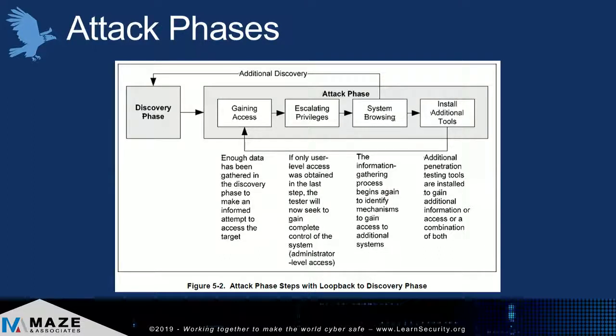You do your discovery, and then when you get into the attack phase, it does this leapfrogging. You gain access to the system, you escalate your privilege, you browse the system, you install your additional tools, and then you go back and try to gain more access. You escalate your privileges. Maybe you do some additional discovery. You go through this process over and over. We used to call it leapfrogging.